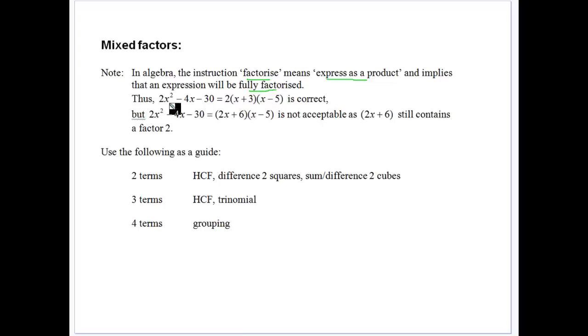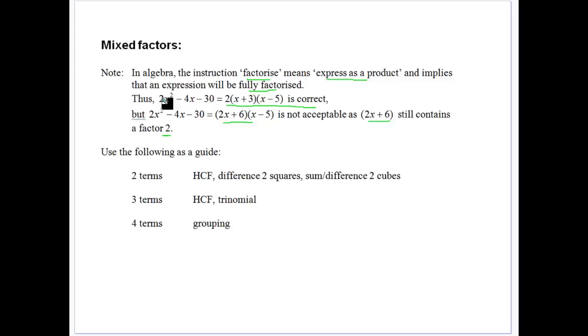So something like this, if we end up with 2x plus 6 and x minus 5, 2x plus 6 still contains a factor of 2. It's not absolutely incorrect. It's factorized. Not a problem. And if the question says factorize, then technically you could probably get away with it. A lot of times you probably won't. And that's why a lot of times it will say fully factorized, to make sure you do that. So if you do see the words fully factorized, make sure you keep looking for more than one step.